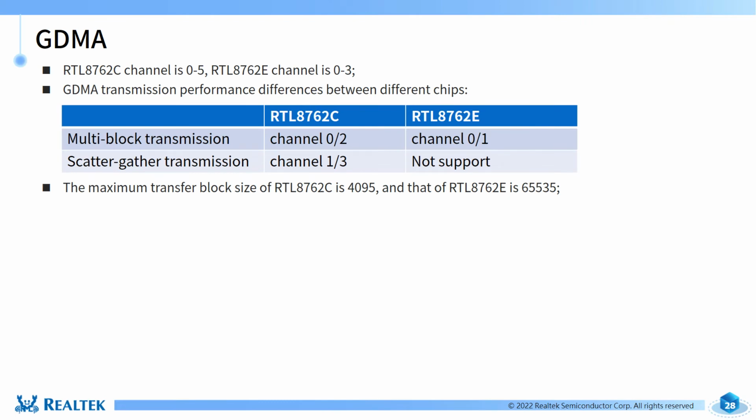Here is the difference of GDMA, which is divided into 3 parts. The channel of the RTL8762C is 0 to 5, and the channel of the RTL8762E is 0 to 3. Under multi-block transmission and scatter-gather transmission, the channel the RTL8762C and E use is also different. You can refer to this table. The last is the block size. The maximum transmission block size of the RTL8762C is 4095 and E is 65,535.